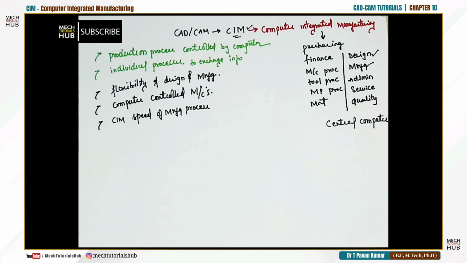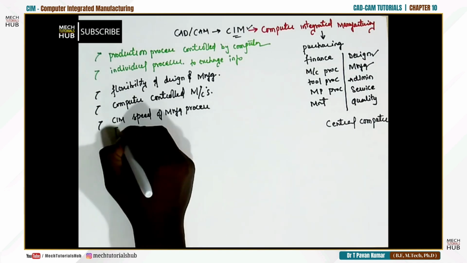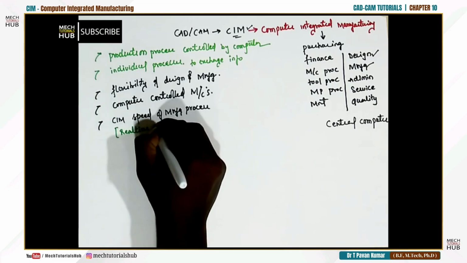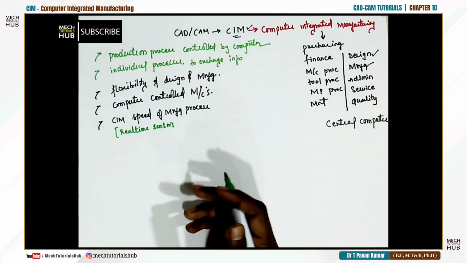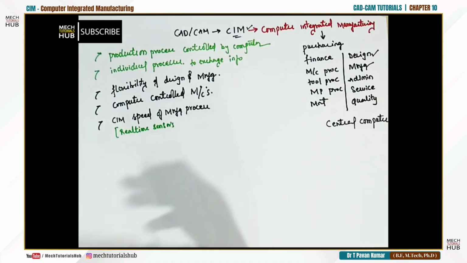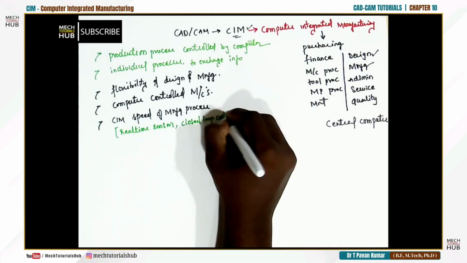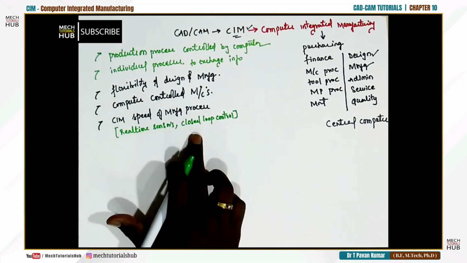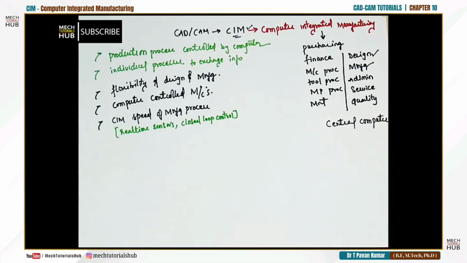By what way it will increase the speed means by using real-time sensors and closed loop control. You can call it a control process also. Closed loop control process to automate the manufacturing process. Now these elements will help you to speed up the manufacturing process, where we can produce the component in time and dispatch the component in time with a lot more accuracy.